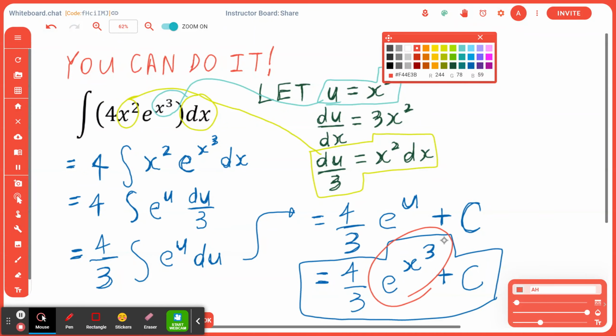When you find the derivative of e to the power of x cubed, that's going to be e to the power of x cubed times the derivative of x cubed, which is 3x squared. The 3 at the top and the bottom can cross out, and this will give you exactly the question back. Of course, when you find the derivative of a constant, that's going to be 0. So again, by double checking, you can get 100% every single time, all the time. I hope this makes sense.